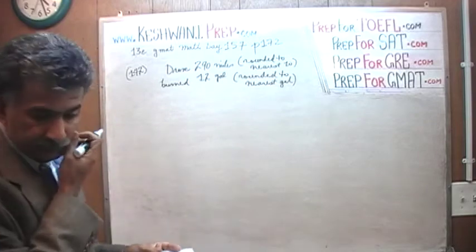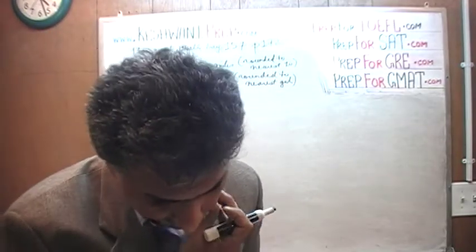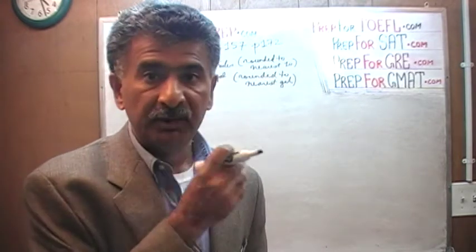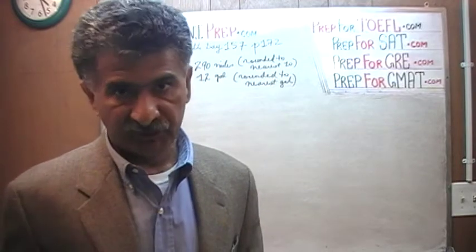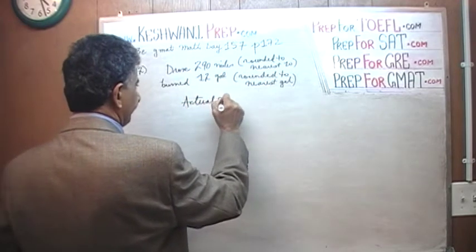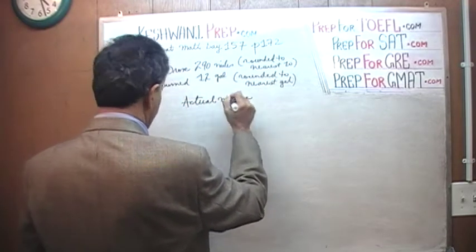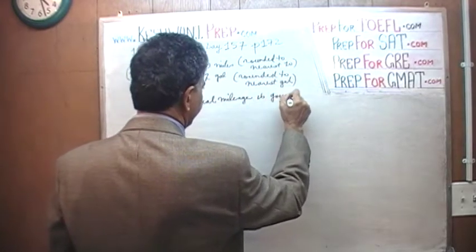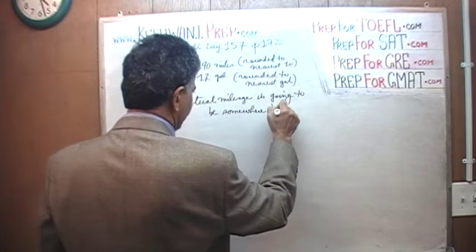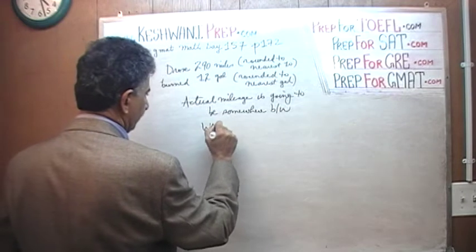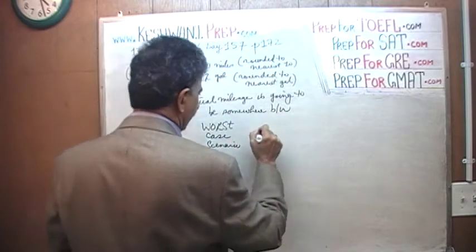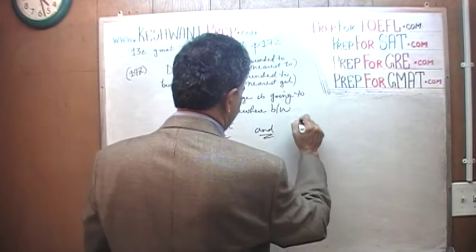The question simply is, let's see, how do they phrase the question? The actual number of miles per gallon that the person got on the trip must have been between what and what. So they're looking for the best case scenario and the worst case scenario. So the actual mileage is going to be somewhere between the worst case scenario and the best case scenario.